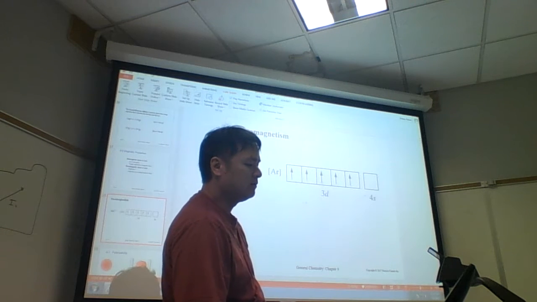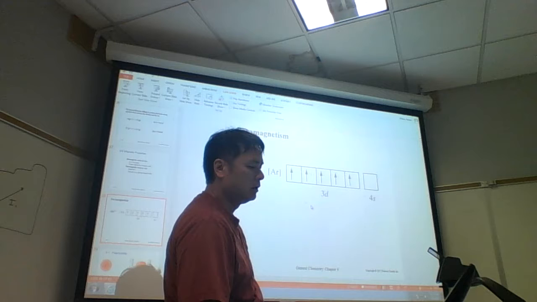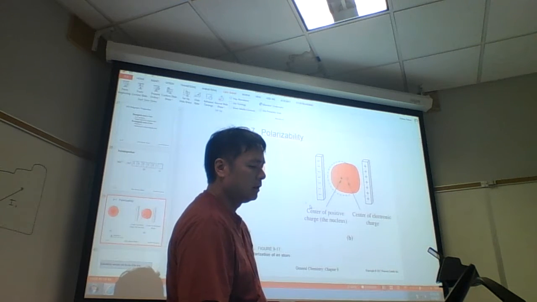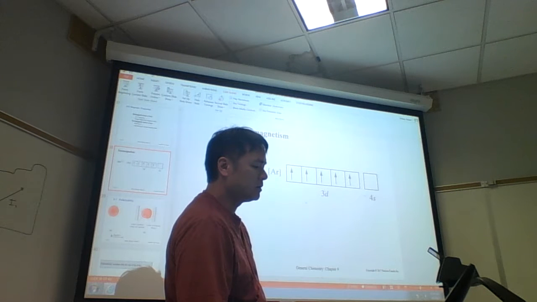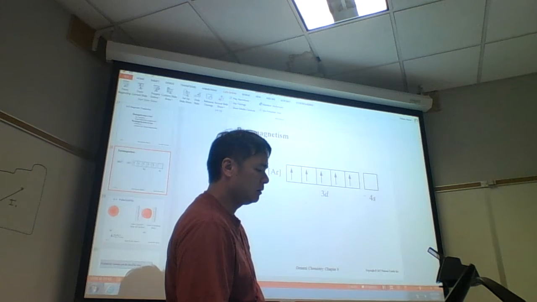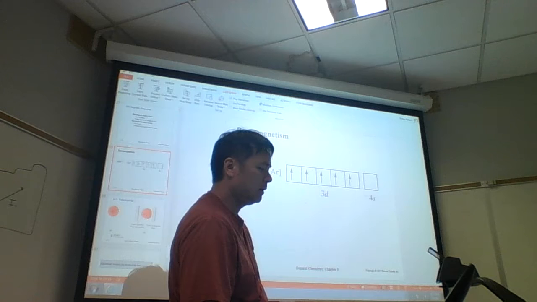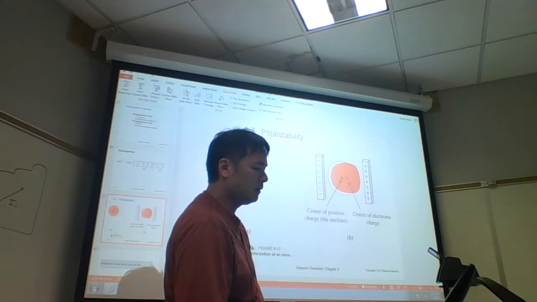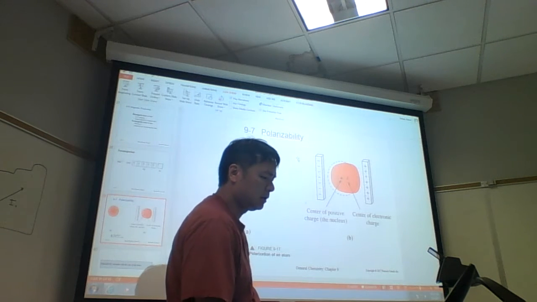Manganese 2+ is highly paramagnetic. There are 5 unpaired electrons there, making it very paramagnetic. And that means manganese 2+ is going to be attracted to magnetic fields. Whereas in neon, all the electrons are paired up, making it diamagnetic. And so those are the magnetic properties.